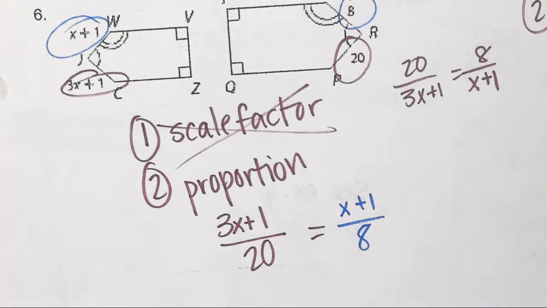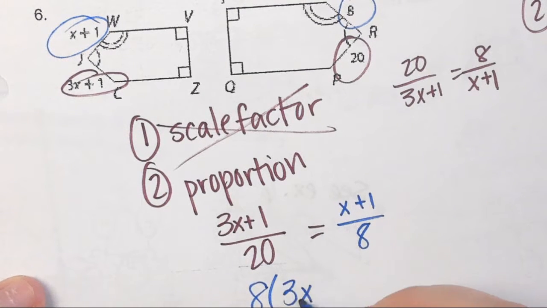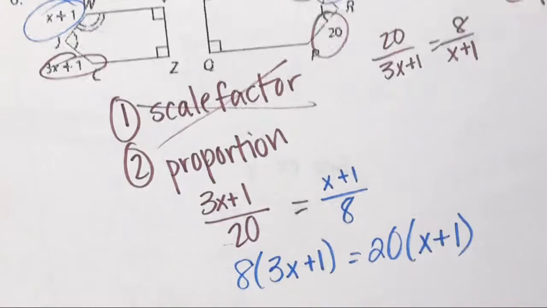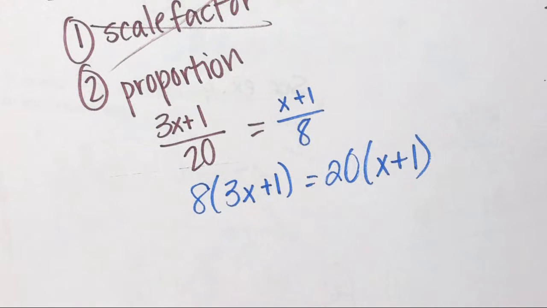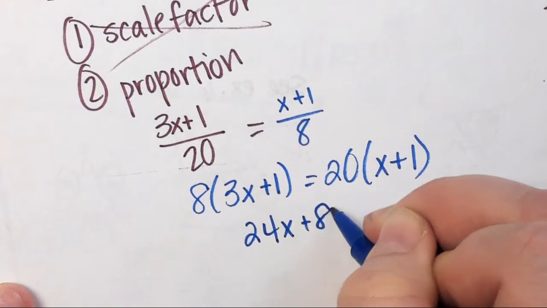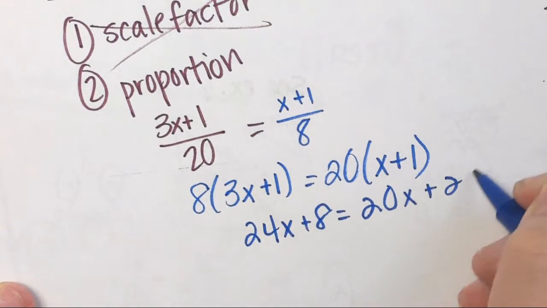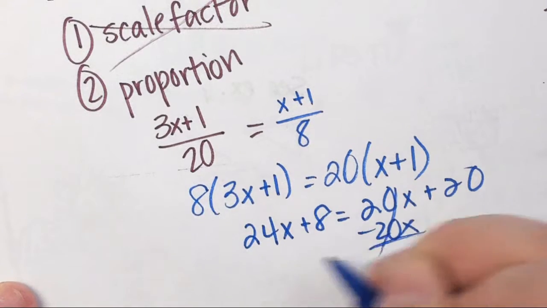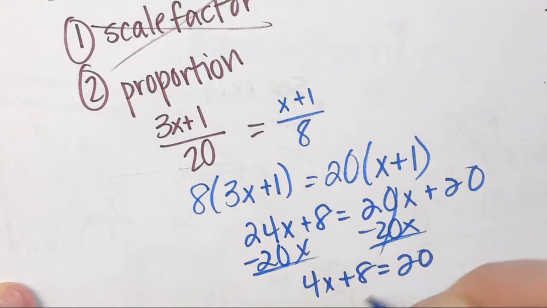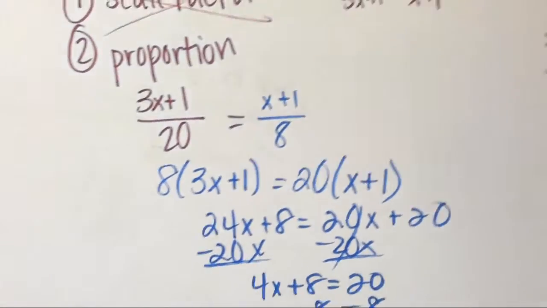Okay, when we cross multiply, we get 8 times 3x plus 1 equals 20 times x plus 1. I know you know how to distribute and solve. 24x plus 8. We'll keep going then. 24x plus 8 equals 20x plus 20. Subtract 20. Let me see if I can beat you. Then do the other side. Okay, I ended up getting x equals 3.